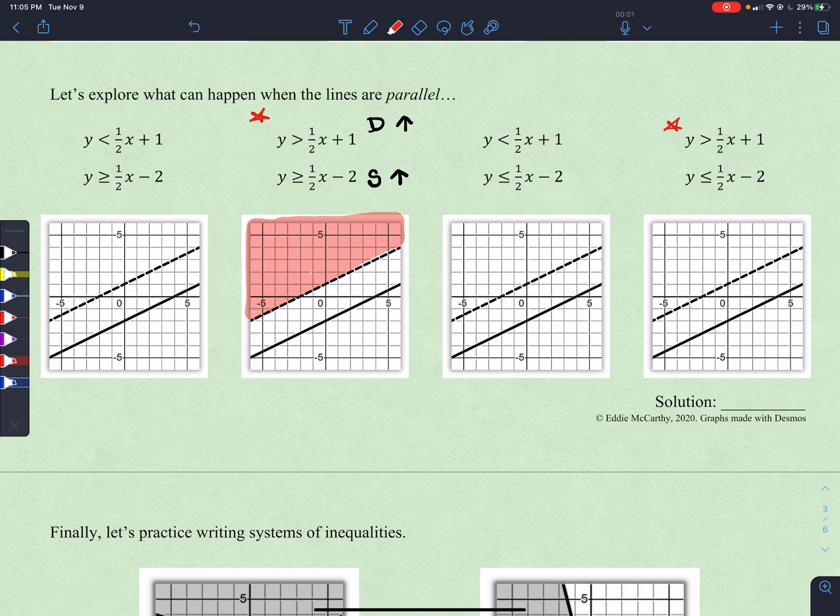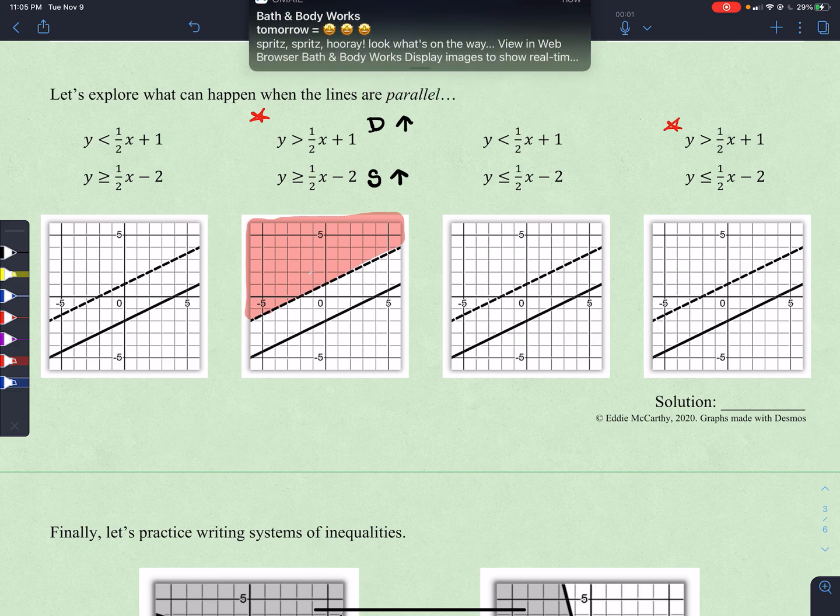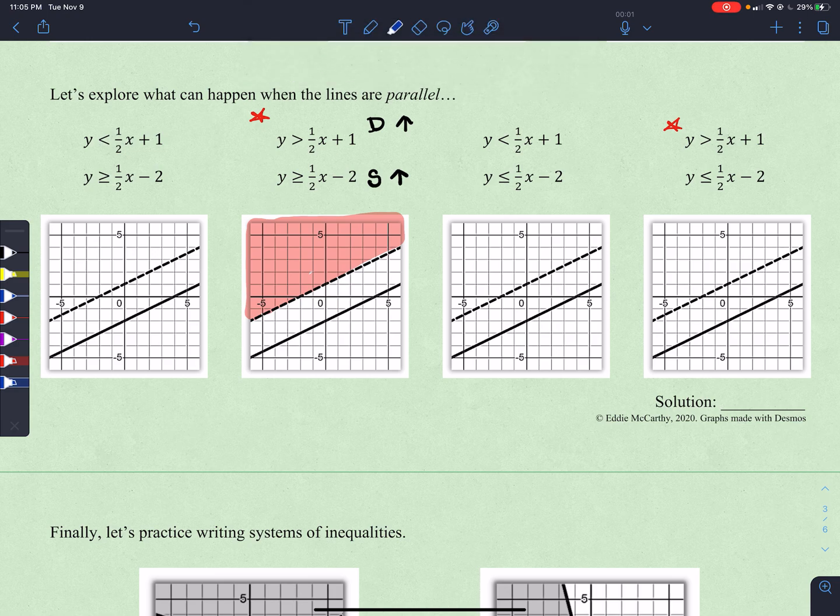Okay, now for the second one, when we're looking at the solid line, we are also shading above that one. Now, when we're shading above it, we are not just shading up to the dashed line. We are shading everything that is still above it, okay? So everything above that solid line. We're trying to see if there's anywhere that the red and the blue overlap.